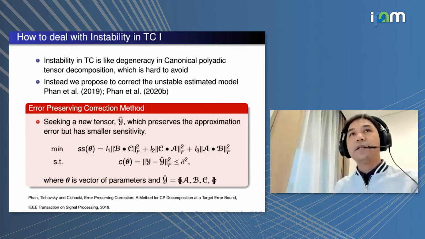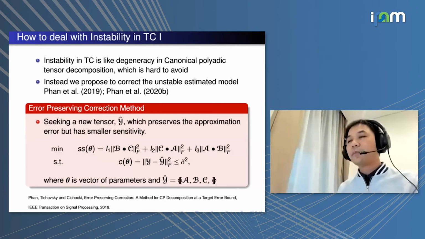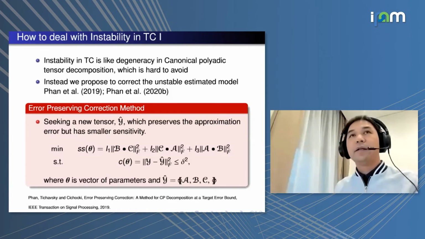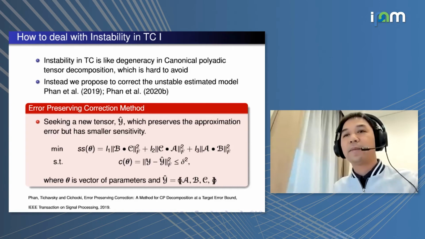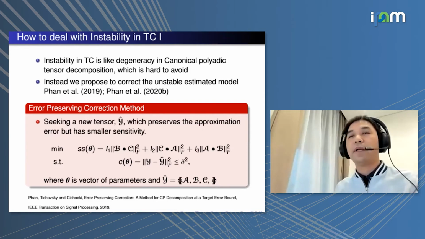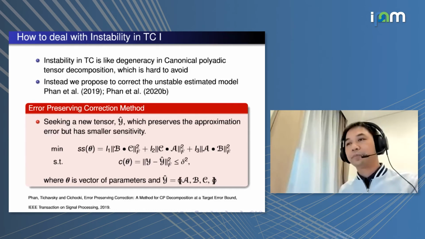So the idea is that instead of starting the decomposition from some random point, we can correct the estimated tensor that we found, for example, using the ALS algorithm, or by using any algorithm for the structured Tucker decomposition, or the algorithm for the tensor chain decomposition.